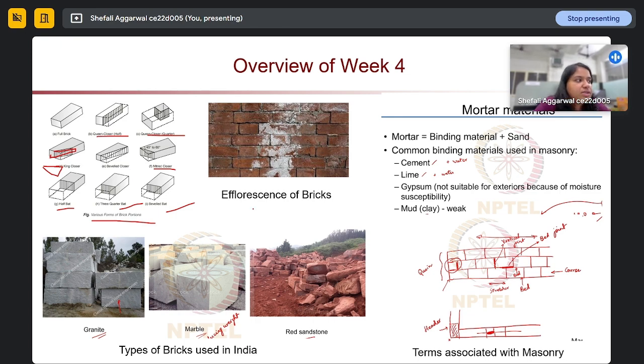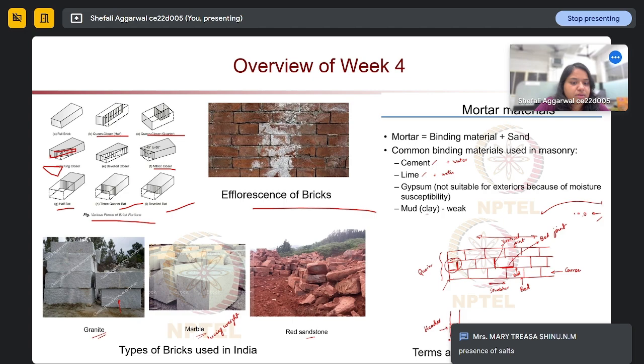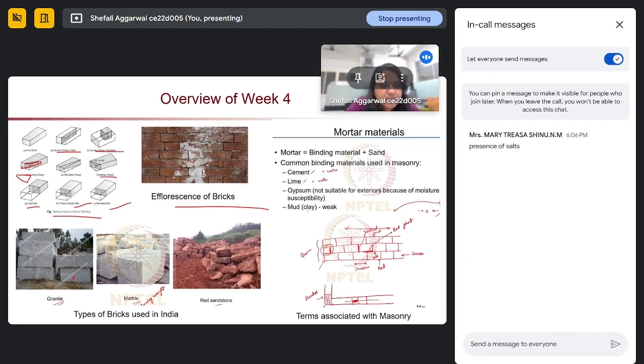Next thing is efflorescence of bricks. So why does efflorescence happen in bricks? Any idea? Okay, presence of salts, correct answer. So mainly because of salt and because of moisture, the sulfates will form. The sulfates will react, and this white patch will be formed over our bricks. So that is called as efflorescence of bricks.